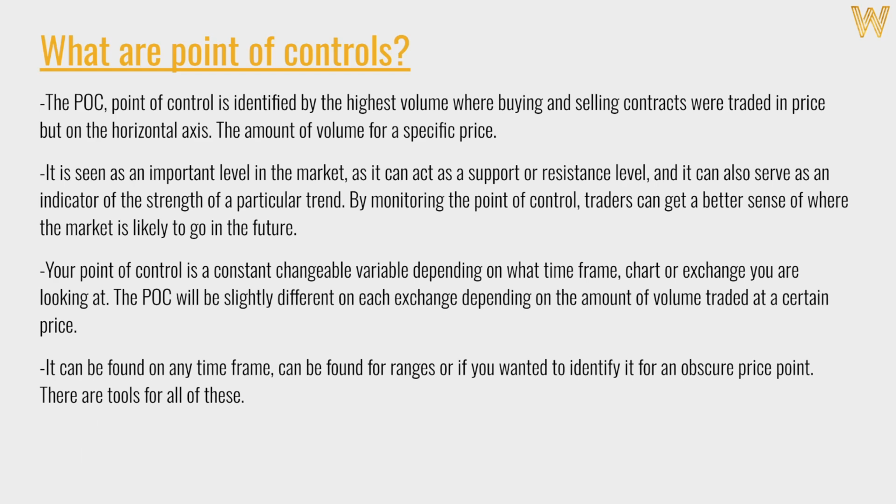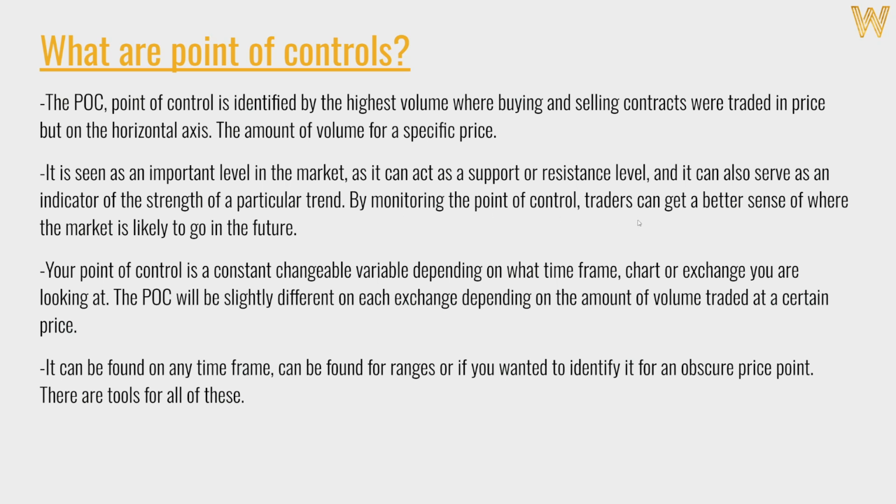Now, talking about point of controls, just briefly going to touch on this. The point of control is identified by the highest volume where buying and selling contracts were traded in price, but on the horizontal axis. Volume is usually on the vertical axis, but we're looking at volume on the horizontal axis at the moment. The amount of volume for a specific price, rather than a specific time.